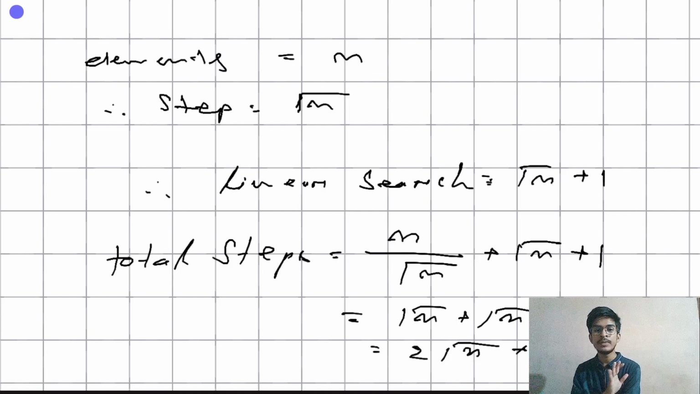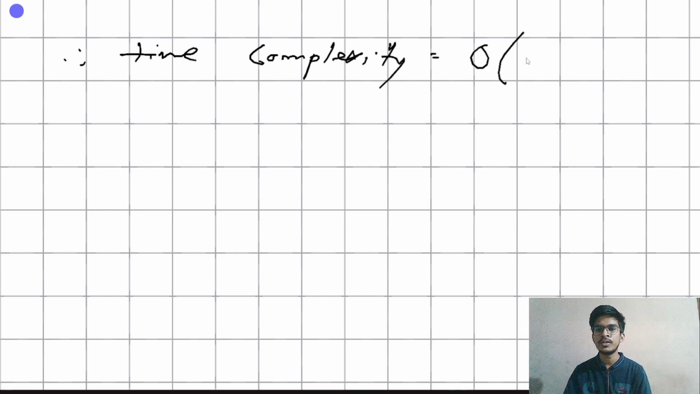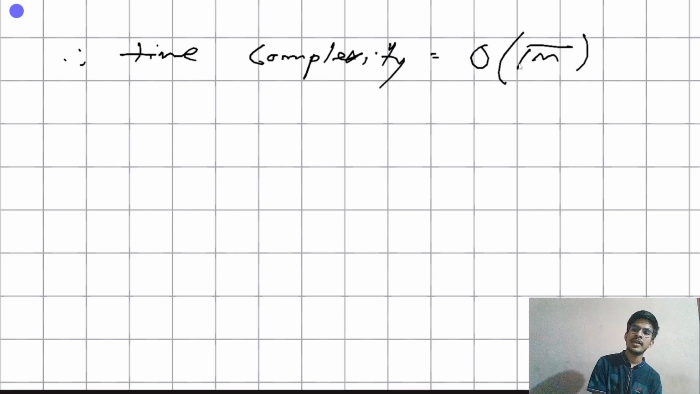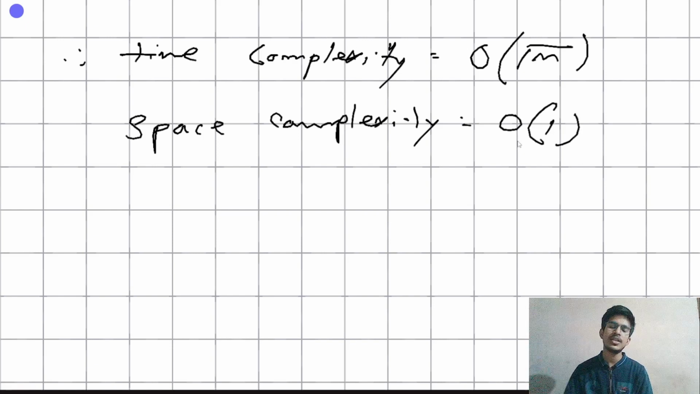That means if we remove the constants from the total steps, what time complexity do we get? The time complexity is big O of root of n. And if we talk about the space complexity, since we're not taking any extra auxiliary space, the space complexity is big O of 1. This is constant space complexity.